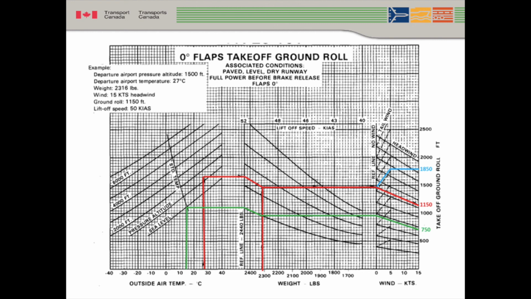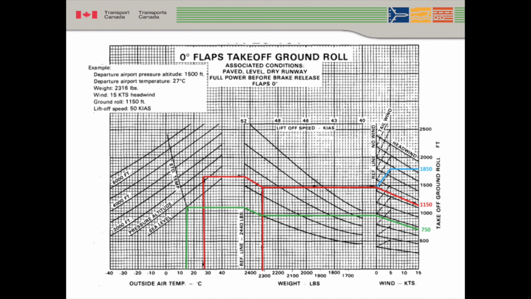Now we take the same airplane, put it at the same airport, but have a different condition as listed above. Pressure altitude is 1,500 feet. Airport temperature is 27 degrees. So the vertical red line starts at 27, moves up to 15. We move across horizontally, down 45 degrees until our weight, 2316. Then we move clear across and follow down to 1,150 feet at 15 knots headwind.